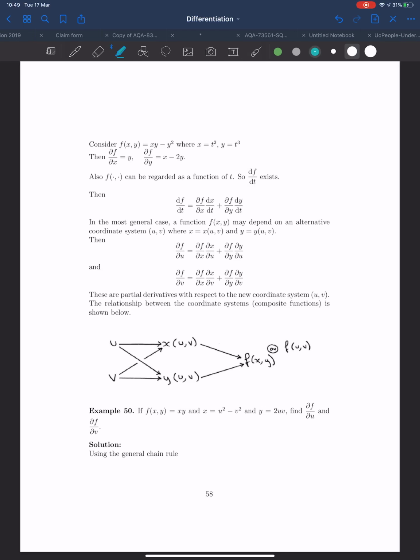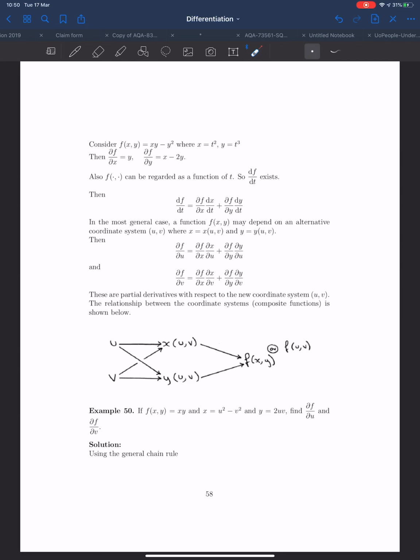Okay, consider f of xy is xy minus y squared, where x is t squared and y is t cubed. So df dx. Right, you won't really need this one, but I'll talk about it anyway. You don't need it for the exam, you might need it in the future. So df dx is y, because if we differentiate with respect to x, the y is a constant there, so that's just going to be that constant, because x differentiates to 1, and that's a constant, so that differentiates to 0. And then df dy, it's going to be x for that one, because that's the constant times y, and it differentiates to just the constant, which is x. And if you differentiate y squared, it's 2y.